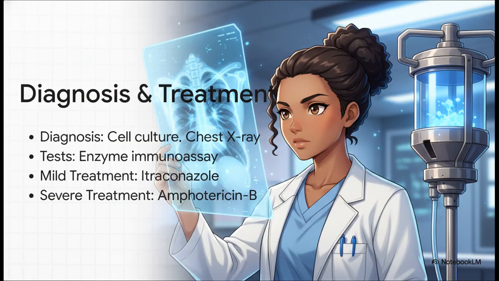So the crucial point is, how exactly do we fight back once these fungi have shifted into their parasitic yeast form? Well, diagnosis usually requires cell culturing so doctors can actually see the fungi, alongside serological tests like enzyme immunoassays or chest x-rays to spot the lung damage. When it comes to treatment, medical professionals rely heavily on targeted antifungal agents. Mild cases get treated with azoles, like itraconazole or fluconazole. But for severe, life-threatening cases, doctors have to bring out the heavy artillery, a powerful drug called amphotericin B.